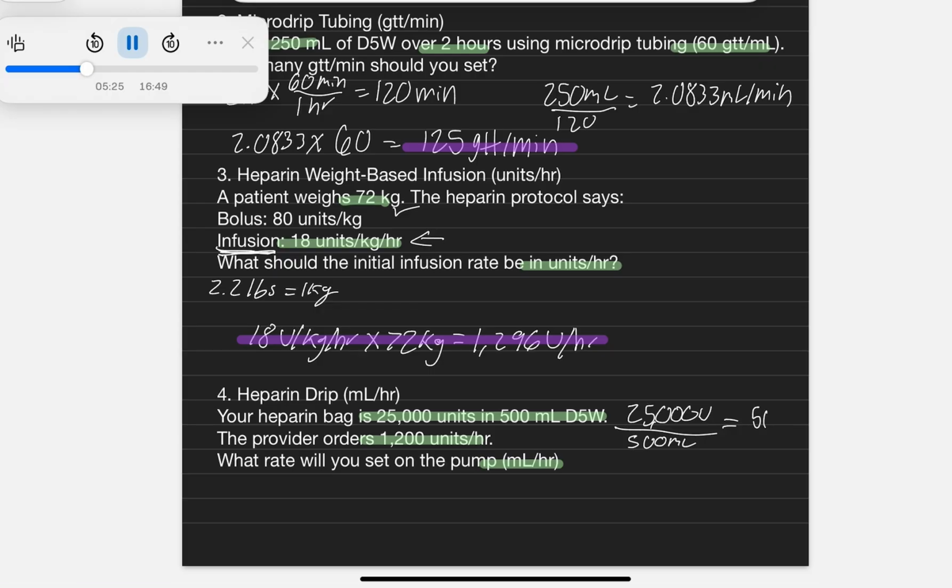After I do that, I'm going to look where it says there's 1,200 units per hour, and I'm going to multiply across. By doing that dimensional analysis, you're putting the units on top for the 1,200 units divided by 1 hour, and you multiply by 1 mL over 50 units. The units are going to cancel, and it's going to leave you with mLs in an hour, so the final answer is 24 mLs per hour.